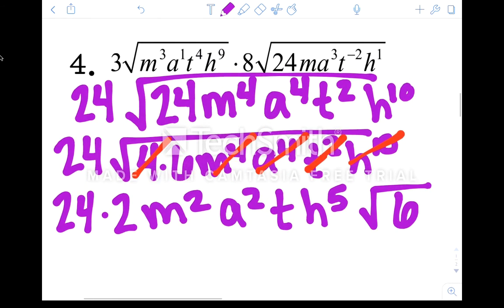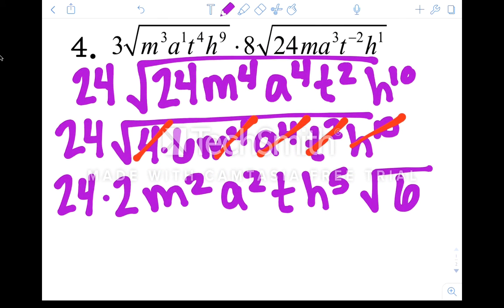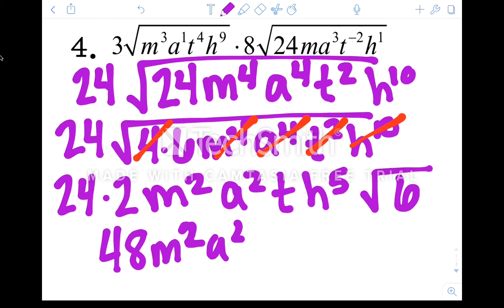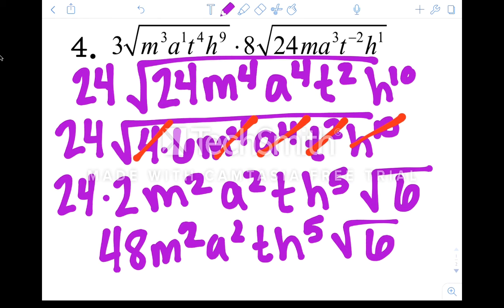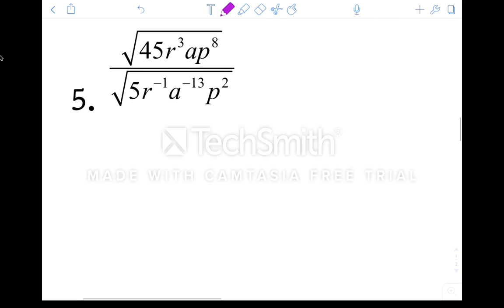I can simplify this one more step. I can multiply that 24 times 2, which is 48. And I'm going to rewrite the rest because it's already all simplified and combined. So now I have my final answer. And I'm going to move on to number 5.